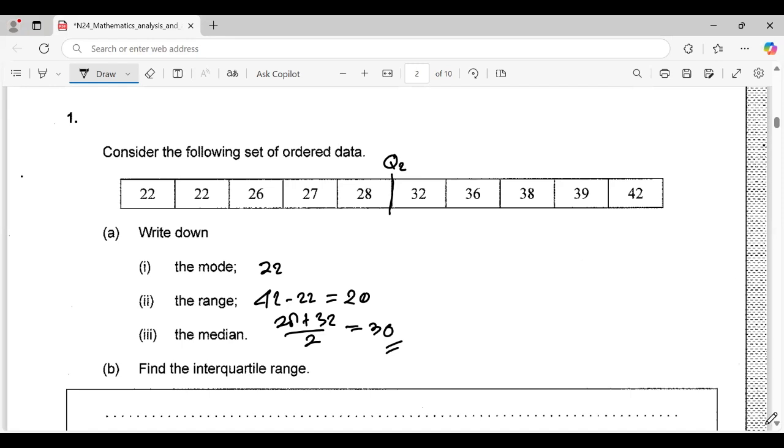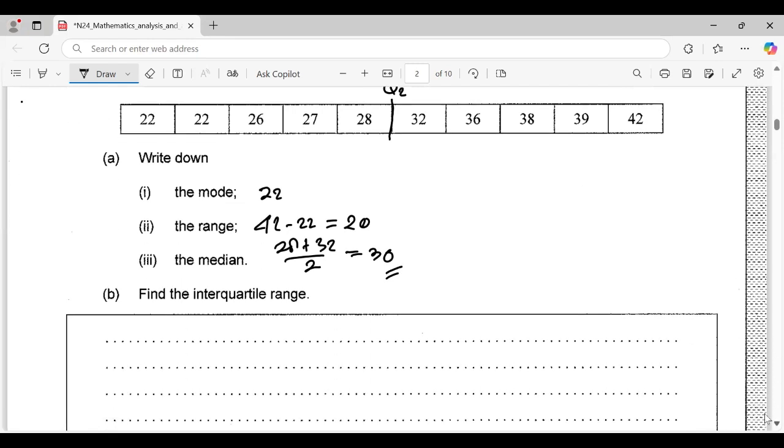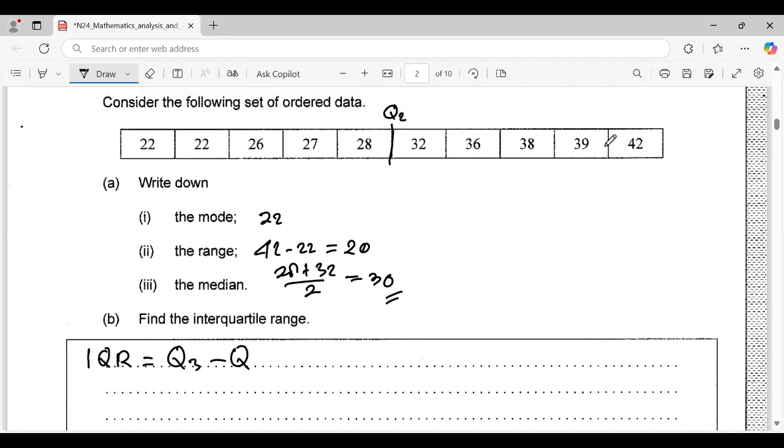Find the interquartile range. Interquartile range is equal to Q3 minus Q1. Which one is Q3? Wait. 1, 2, 3, 4, 5. This is Q3 and this is Q1. So it is 38 minus 26. Okay, 12.